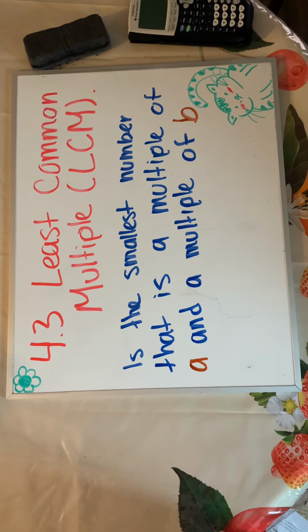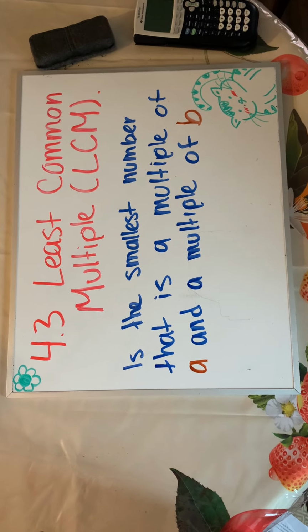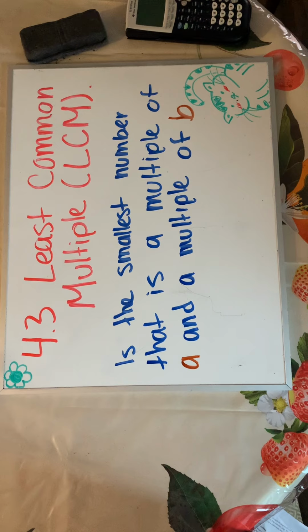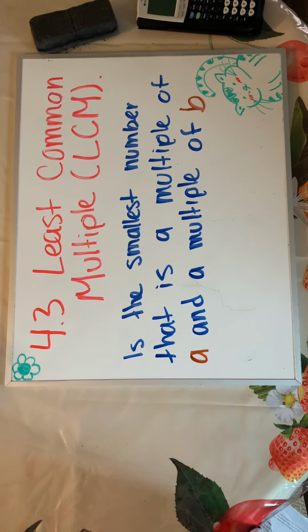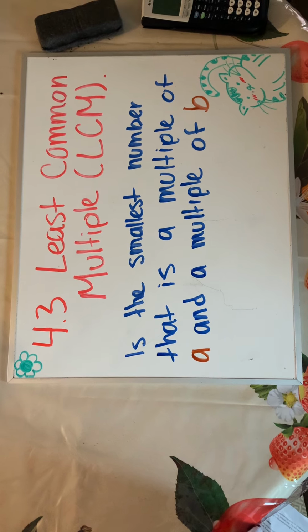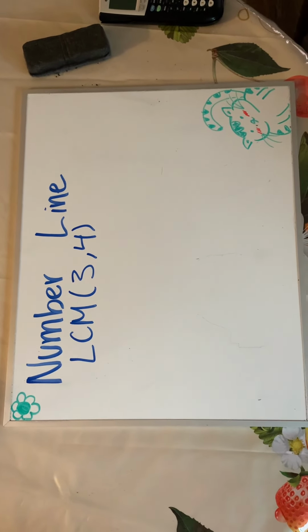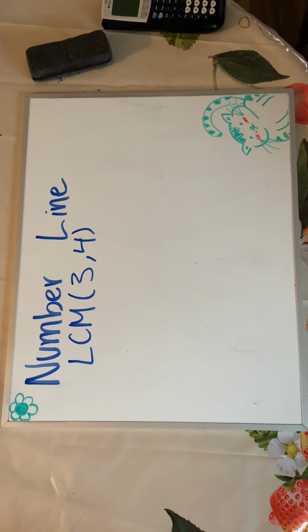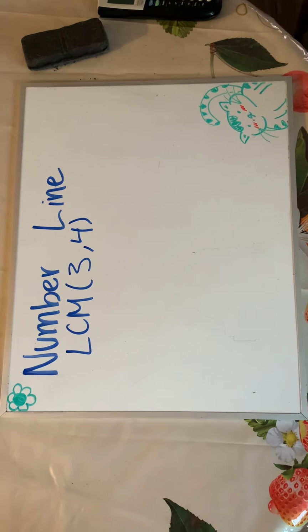The LCM also refers to least, being the smallest in value; common, something that is being shared; and multiple. We get a multiple of any number when we multiply that by any integer. Let's now look at some ways on how to find the LCM. There's a couple of ways we can do this, and one of those is the number line.